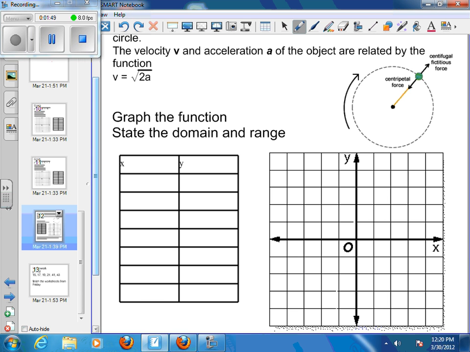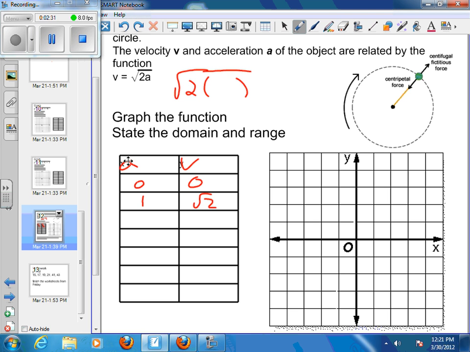So you know that this has got no shift of any kind. It's not going up and down or side to side. So we are going to start at the origin, and if I make this a and this v instead of x and y, this would be a 0. And if I fill in a 0 for a, I get a 0 for v. Then I can fill in, say, a 1. So that would be the square root of 2 times 1, which would just be the square root of 2, and we can just leave it the square root of 2.